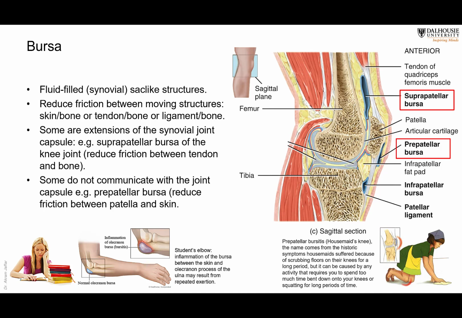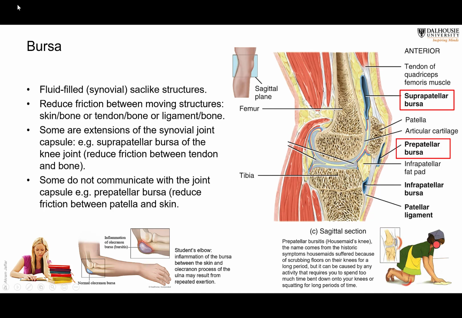The same joint has another bursa between the patella and the skin to reduce friction between patella and skin. So it's called prepatellar bursa, and this bursa does not communicate with the knee joint. You can see here that this bursa gets inflamed because of excessive friction as it happens in this position, and inflammation of this bursa will give a clinical condition which is called housemaid's knee, because this is the way that this bursa gets inflamed and is exposed to a lot of friction.